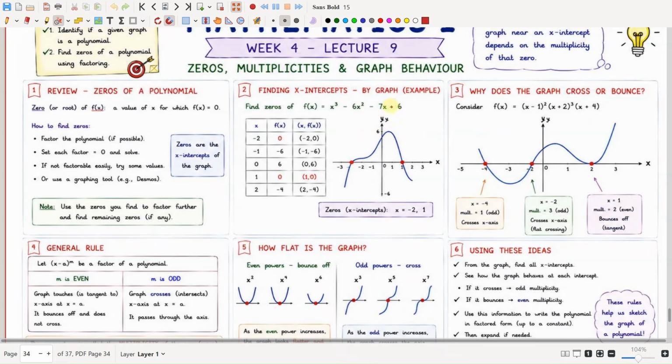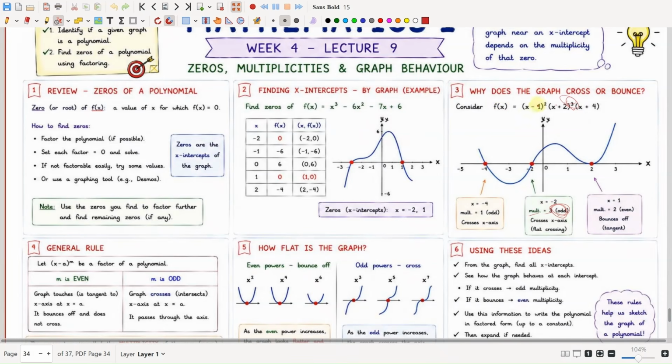cross or bounce? So f of x is equal to (x minus 1) the whole square, (x plus 2) the whole cube, (x plus 4). Then x is equal to minus 4 has an odd multiplicity because the power is 1. So it will cross the x-axis here like this. And x is equal to minus 2 has cubic multiplicity. The power is 3, so the multiplicity is 3 and it is odd.